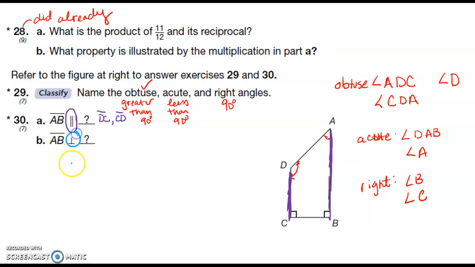And then, I wanted to change colors again. This is a symbol that means perpendicular. Perpendicular, parallel. So perpendicular means that it makes a right angle. So perpendicular to AB, that's going to be, here's the right angle right there, so it's going to be this one, because this is not a right angle. So that's CB, BC. And those are all the starred problems we have for lesson 13.